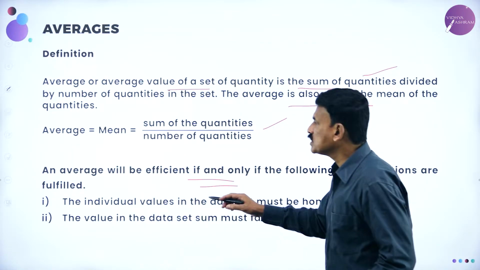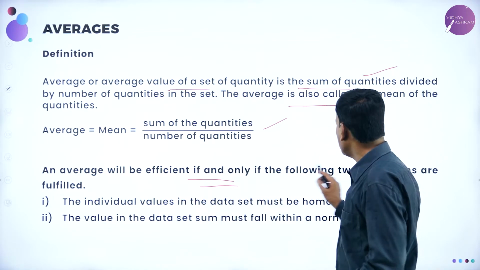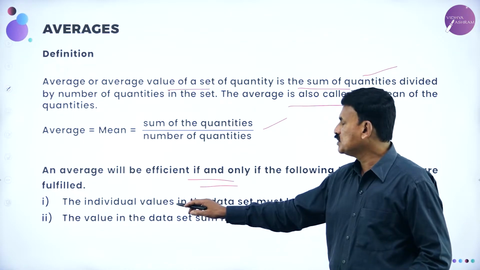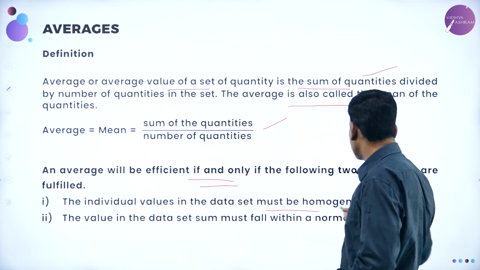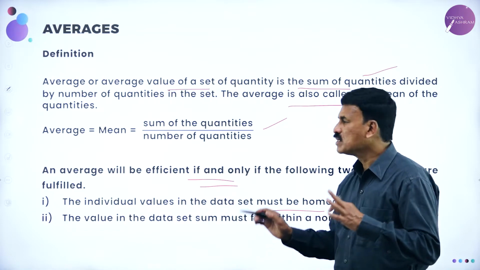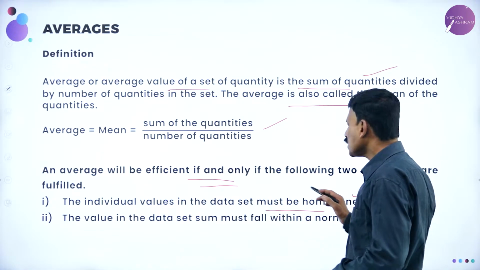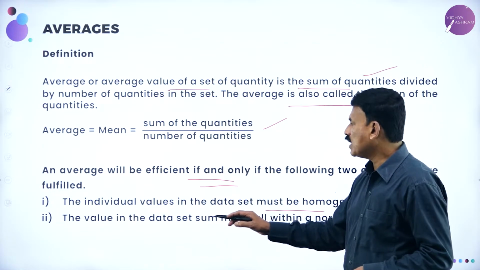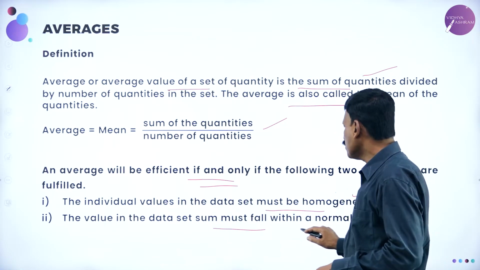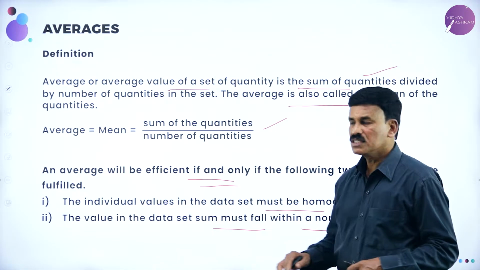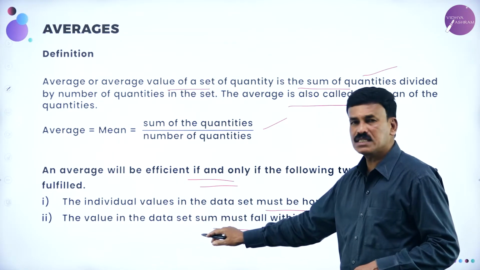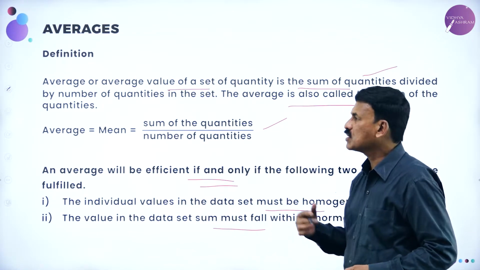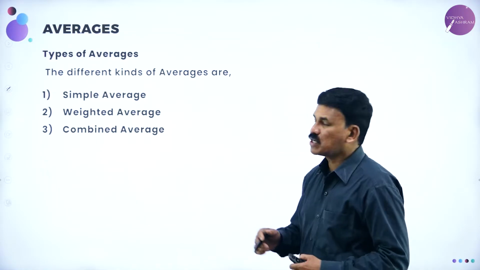So, the average value will be efficient if and only if the following conditions are satisfied. What are the following conditions? The individual values in the data set must be homogeneous, that is, the same, and the values in the data set must fall within a normal range. Now move on to the different types of averages.